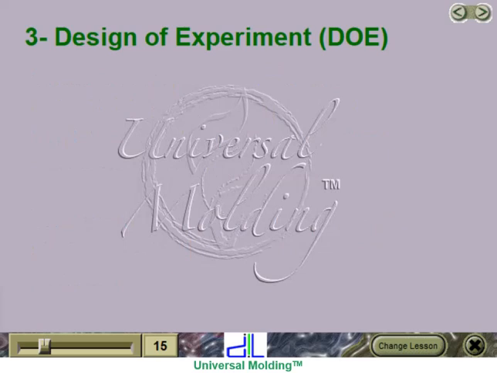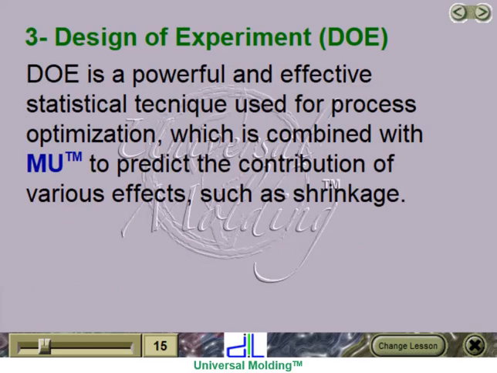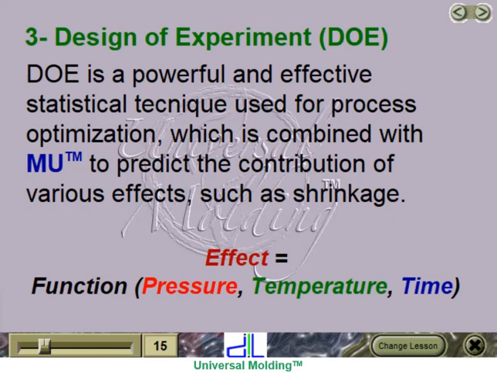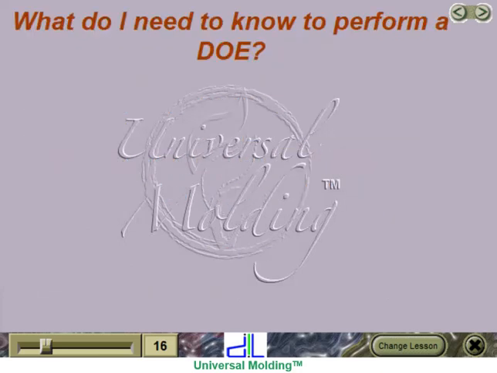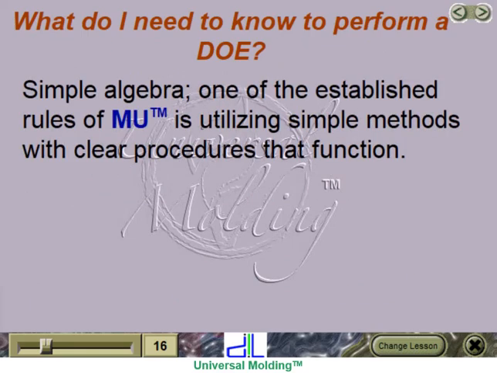Design of experiment, DOE. DOE is a powerful and effective statistical technique used for process optimization, which is combined with MU to predict the contribution of various effects, such as shrinkage. Effect is a function of pressure, temperature, and time. What do I need to know to perform a DOE? Simple algebra. One of the established rules of MU is utilizing simple methods with clear procedures that function.